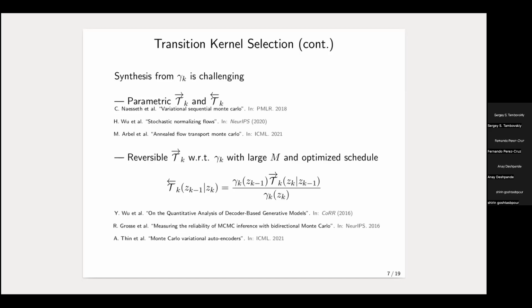And the reversal of these transition kernels can be used as the kernels that we have for the backward process. The problem with this is that the backward transition kernels are not exactly similar to the conditionally reversed forward transition kernels. So we need a large number of annealing distributions, and also we need to optimize the schedule of discretization to make sure that each two consecutive distributions are not changing very drastically.